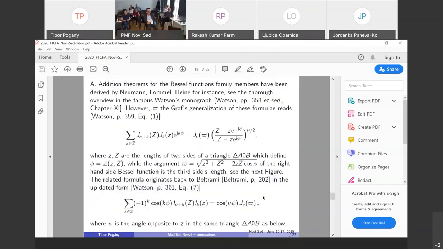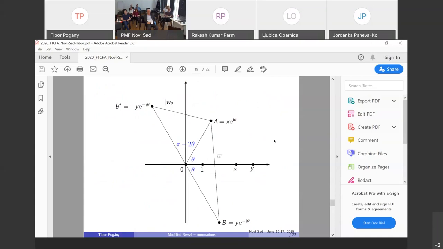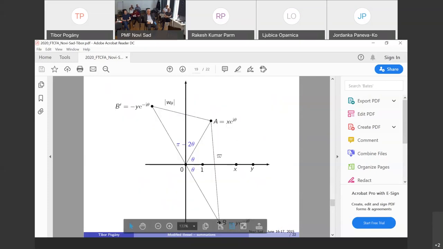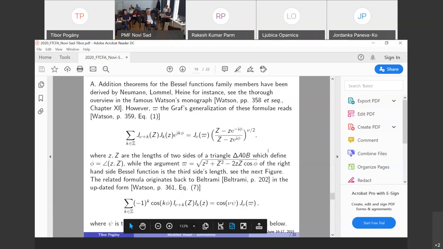Now we just have to discuss something and say a few words about that formula. The formula is coming from Neumann, Lommel, Heine, Graf, and so on. But my comment is the arguments are different, and there is as well a picture shown earlier: Z big one and Z a small one, and in LaTeX sense say rho, that is the distance between the points A and B in the complex plane. But on the left-hand side you have an infinite sum.